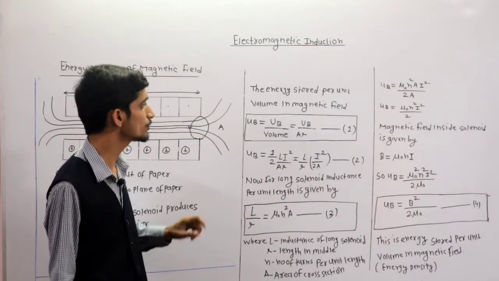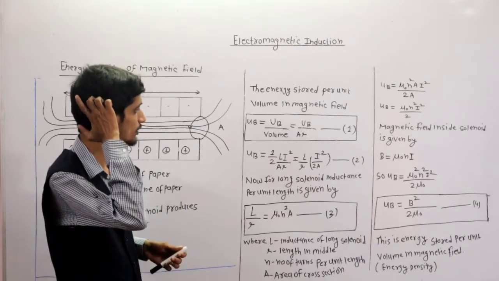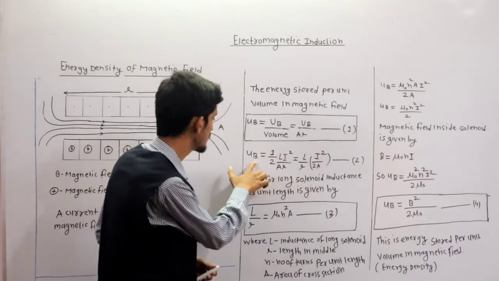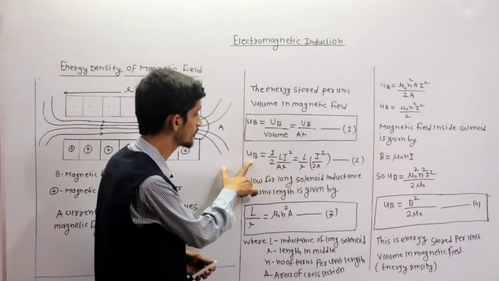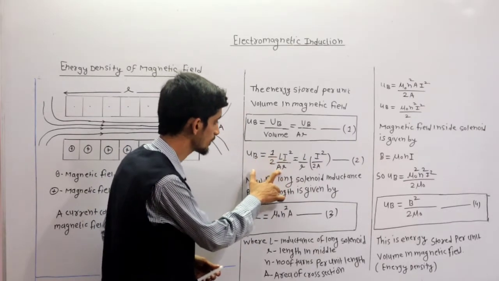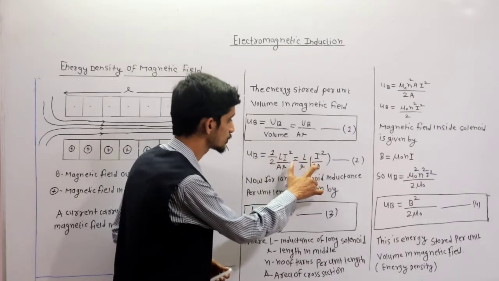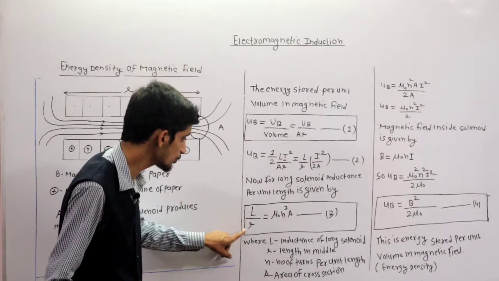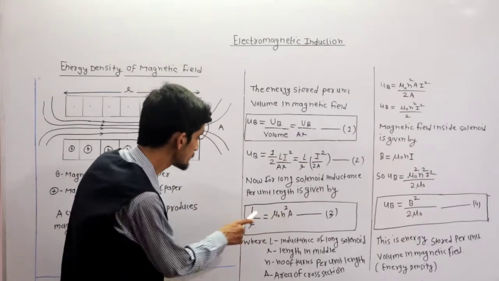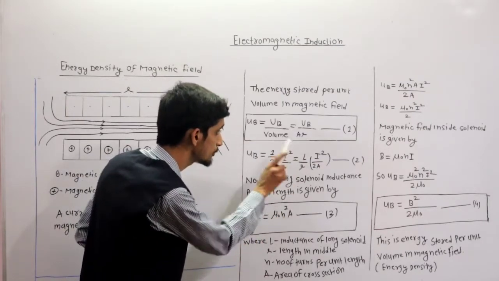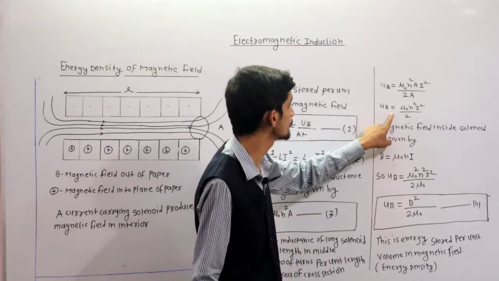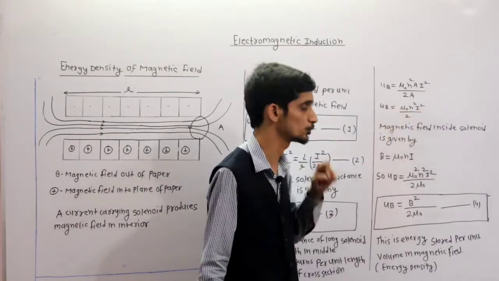So if you try to observe this, what is the important part we have to remember here? Whenever I am substituting this, what equation I am getting? This particular UB, energy stored per unit volume, is equal to half Li square upon A, which is L upon L I square upon 2A. Now L from this equation is what? Mu 0 n square AL. If I substitute this L into equation number 2, then I am getting UB is equal to what? Mu 0 n square I square by 2.